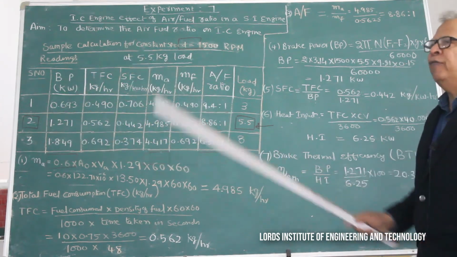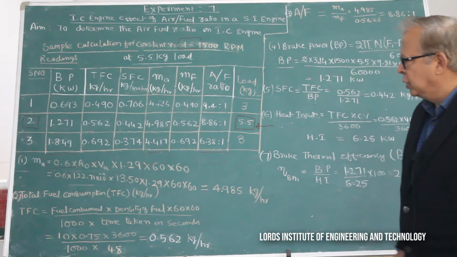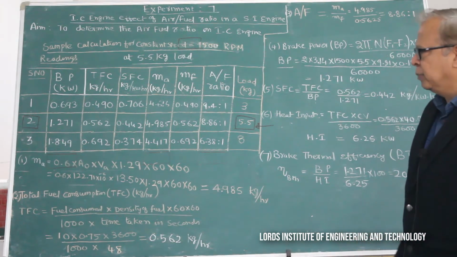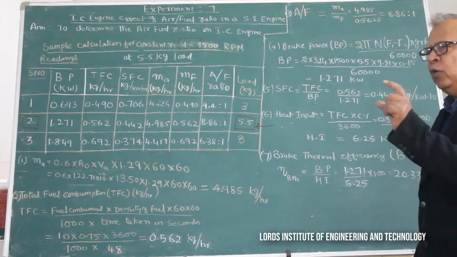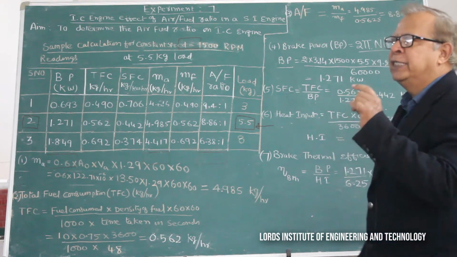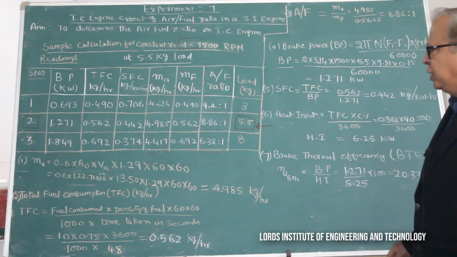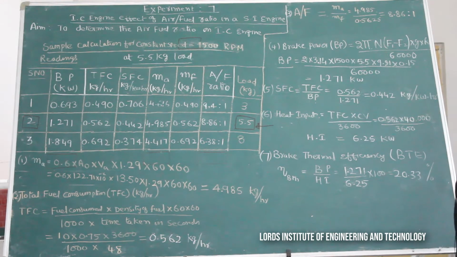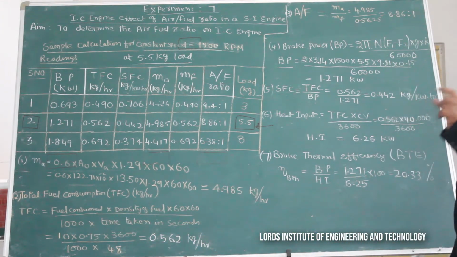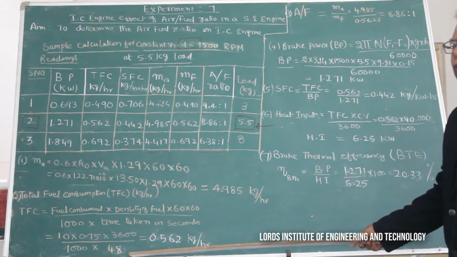Then the fuel which I have consumed for this sample experiment, that is the total fuel consumption, given as TFC, right? As I told you, for the fuel consumed we have a pipette where we measure 10 cc of petrol. We multiply that 10 cc of petrol with the density of fuel, multiply it by 60 into 60, and then divide it by 1000 into the time taken in seconds for that 10 cc. The time taken for that 10 cc of petrol is coming to 48 seconds.